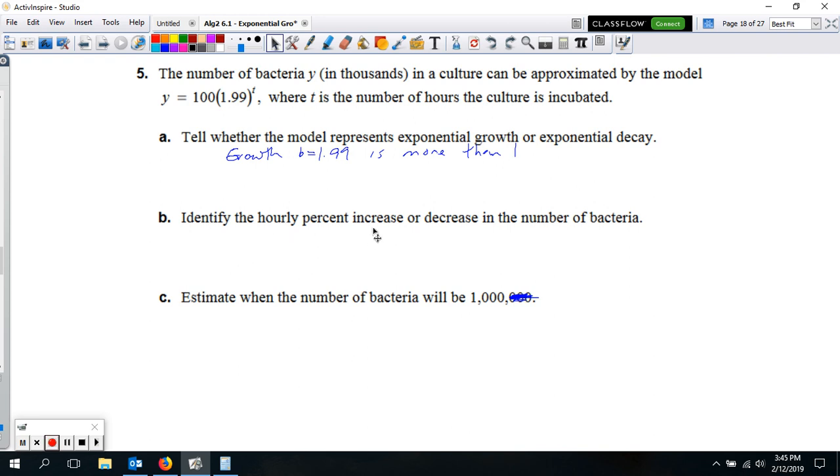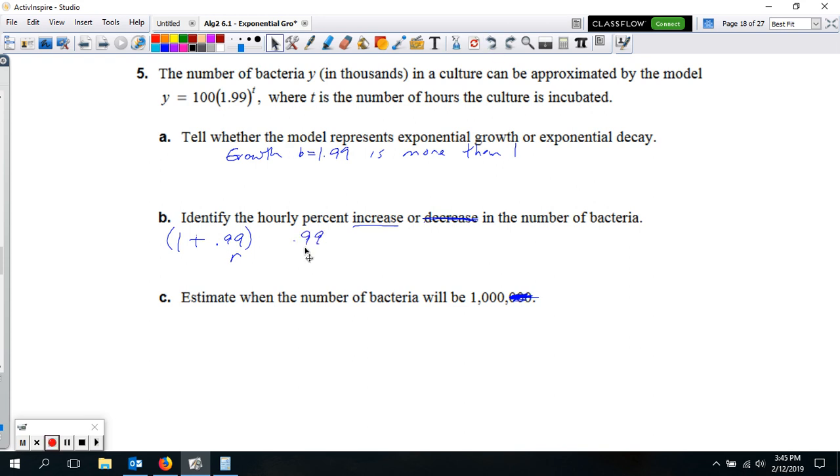Then identify the hourly percent increase or decrease of the number of bacteria. Well, first of all, if it's growth, it's got to be an increase. So let's go ahead and underline or highlight increase, and maybe cross out decrease, because this is definitely an increase. We want to think about, okay, 1 plus what number would equal 1.99? That's a little easier to think of than the subtraction one. You just know 1 plus 0.99 is 1.99. And that 0.99, that is our r, that is our rate of increase or decrease. In this case, it's an increase.